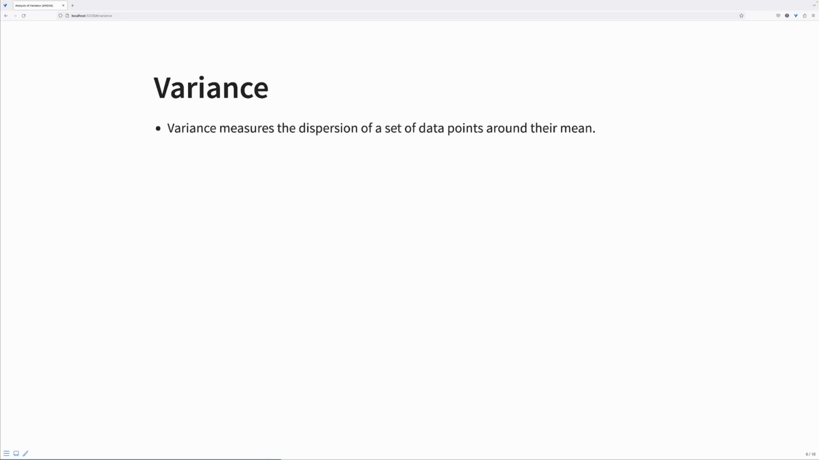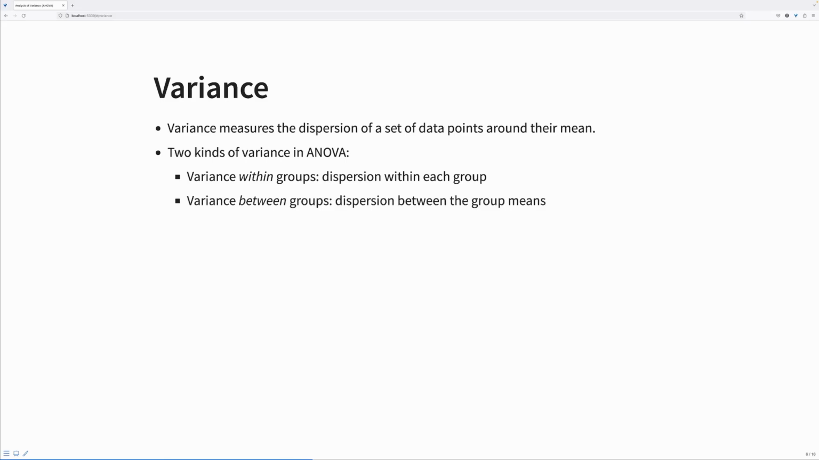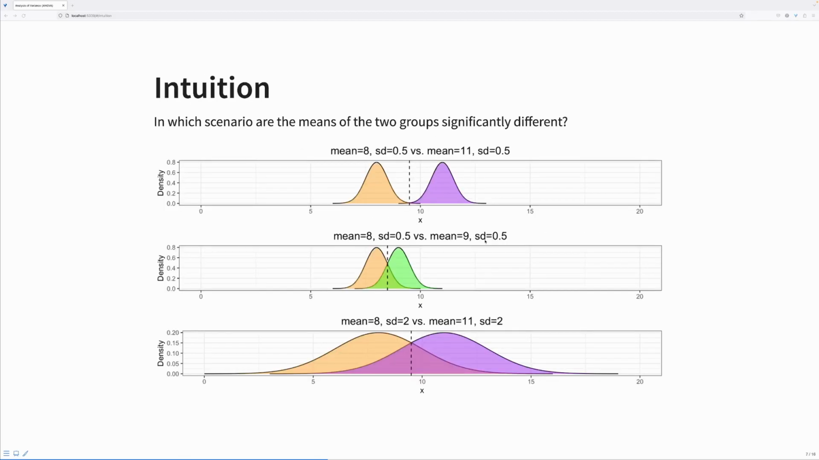Let's dive into it. So variance measures the dispersion of a set of data points around their mean, right? And there are 2 kinds of variance in ANOVA. The first one is variance within groups, which is the dispersion within each group. And the second one is variance between groups, which is the dispersion between the group means. Essentially, ANOVA compares the variation within groups against the variation between groups.